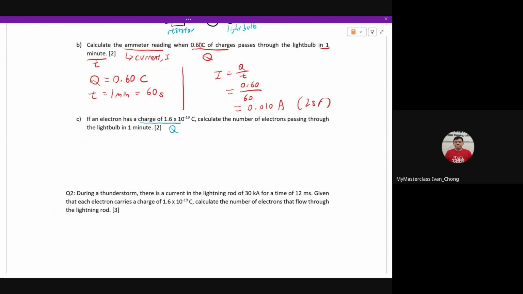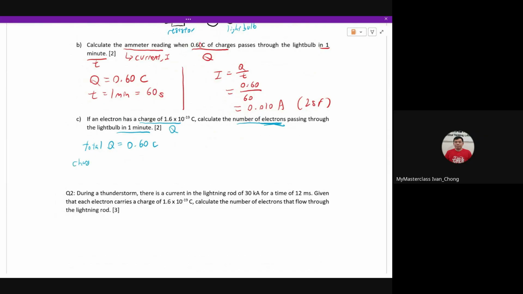Next one, over here, they tell you now I have a charge here. This is Q. Calculate the number of electrons. So this has nothing to do with your current. Because the moment you see number of electrons, we didn't learn about electrons at all, right? So basically, this is just a number game. It's just maths right now. What I mean by this is your total charge is 0.60.